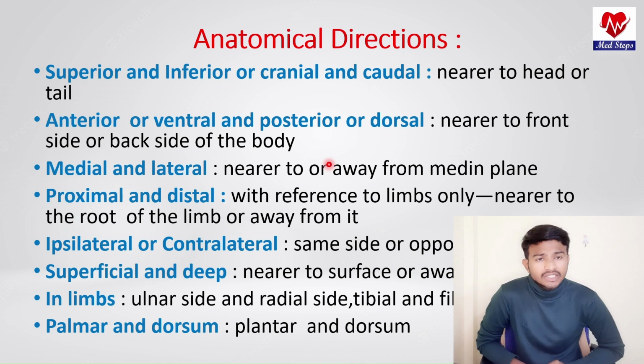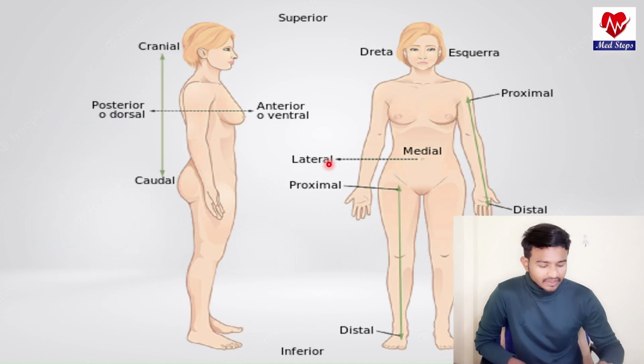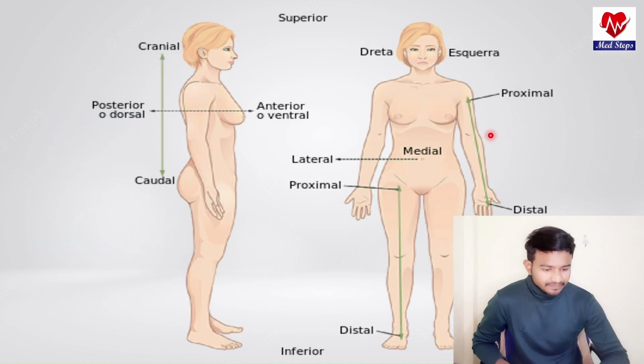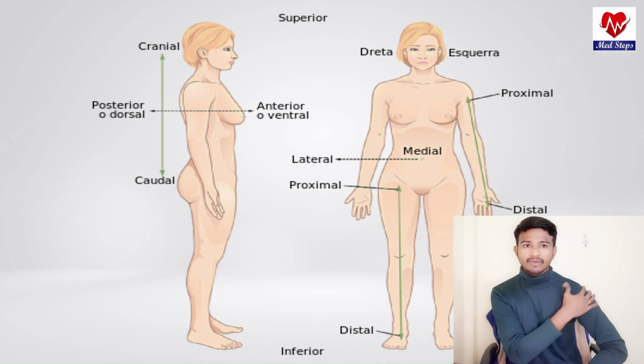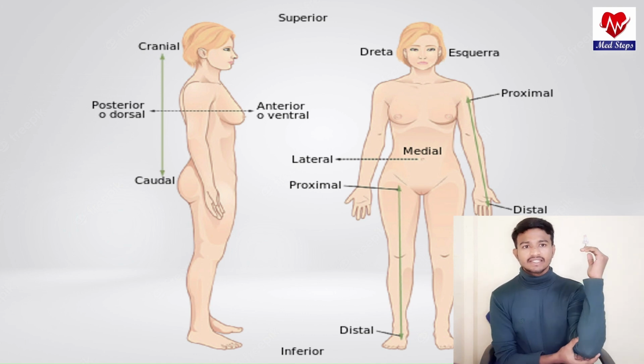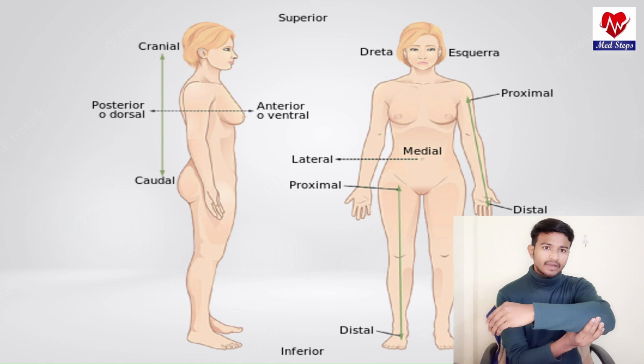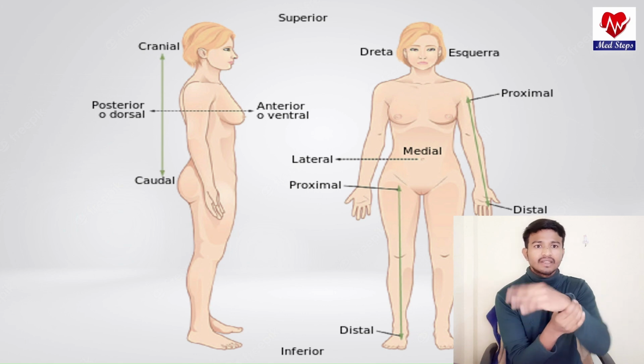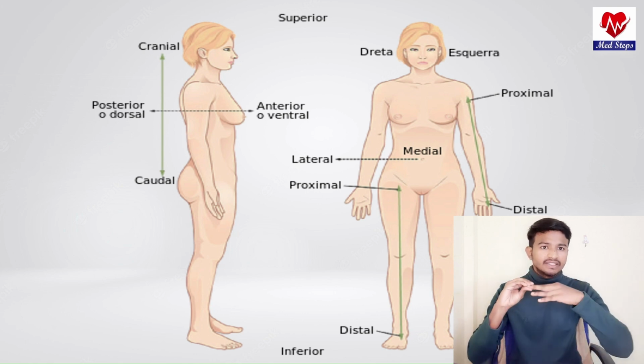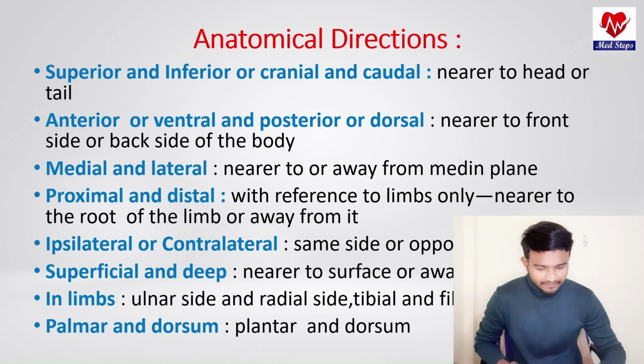Next, proximal and distal. With reference to limbs only, nearer to the root of the limb or away from it. If you see this image, here this root is attached to the body, so it is called proximal. Away from the body, it is called distal. That means this is the proximal part and this is the distal part, like this.